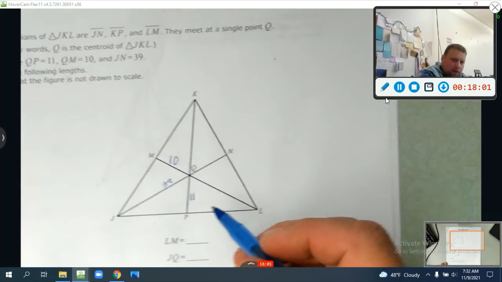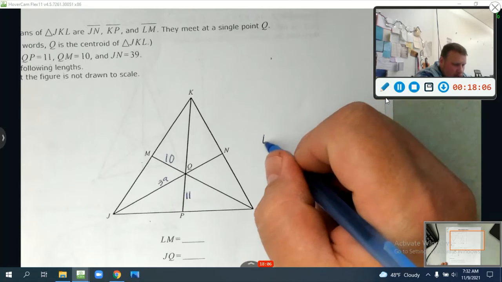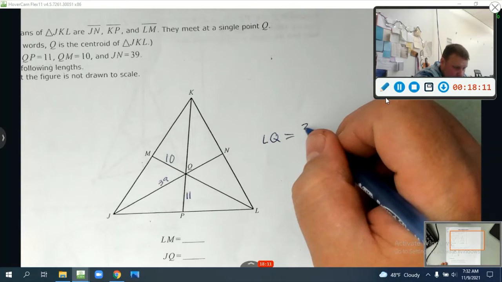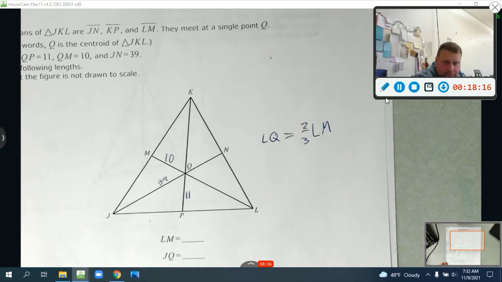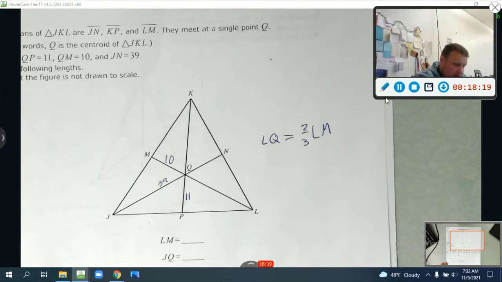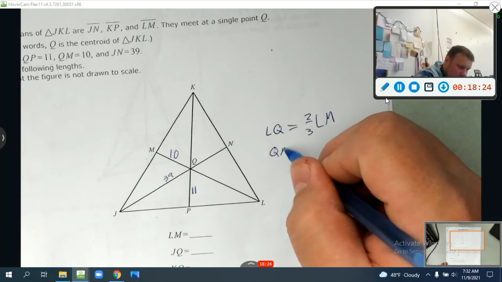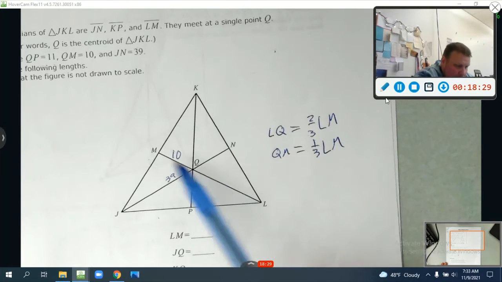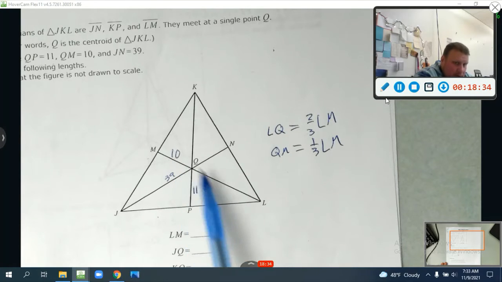Do you remember we had that theorem that says if it's the centroid, then we know that LQ equals 2/3 of LM, right? Well, here's the thing. If that's 2/3 of LM, then QM is 1/3 of LM, correct? Because that's all that's left of LM. We have 1/3 right here and 2/3 right here. So wouldn't it be that LQ is just 2 times that, right?